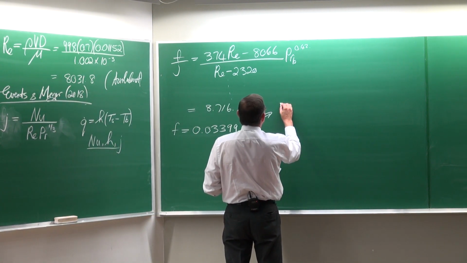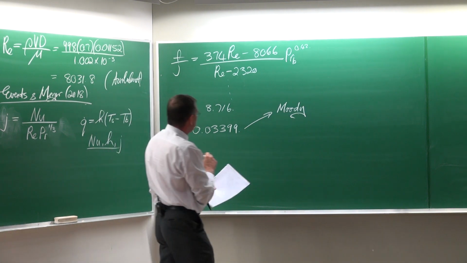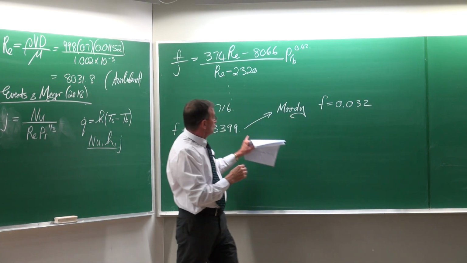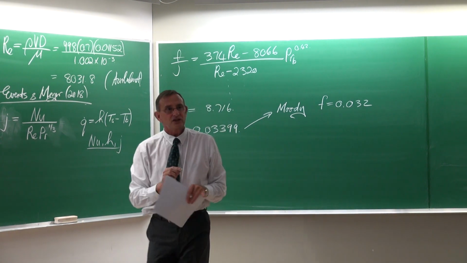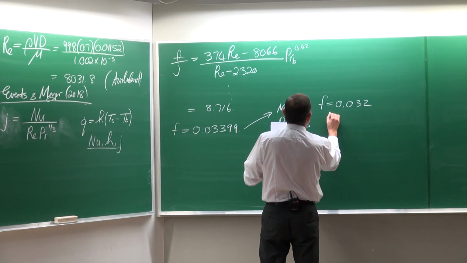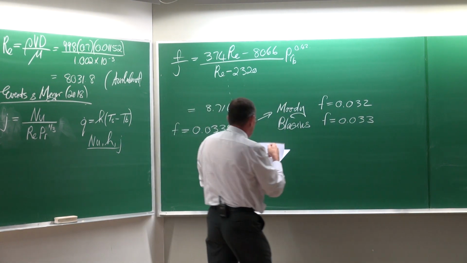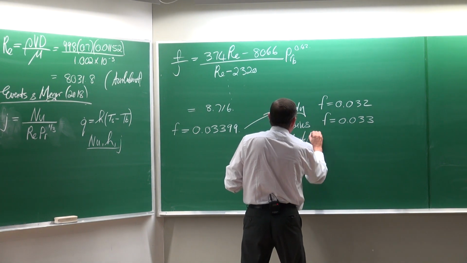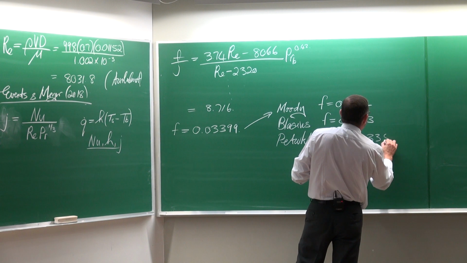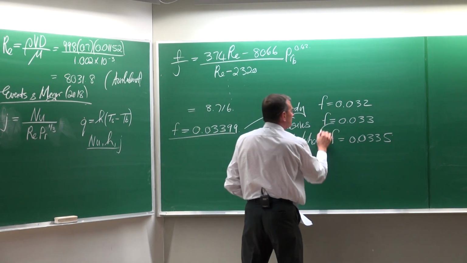And to check that, there are three methods that you can use. You can look on your Moody chart at the Reynolds number to get that friction factor. The Moody chart will give you approximately 0.032. Remember, you cannot really check it that accurately with a second digit, but approximately 0.032. Then there's the Blasius equation that will give it to you more accurately, which is 0.033, and then lastly the Petukhov one, which gives a value of 0.0335. So you can see it is very accurate in terms of these values.